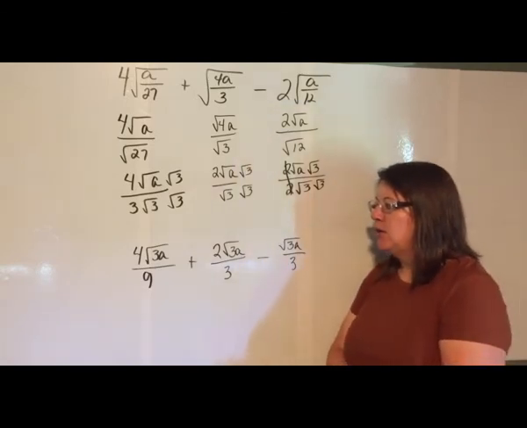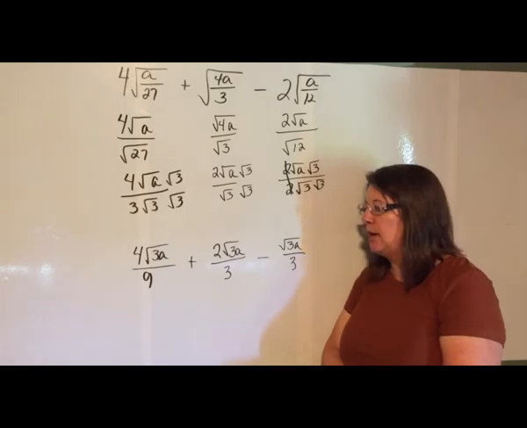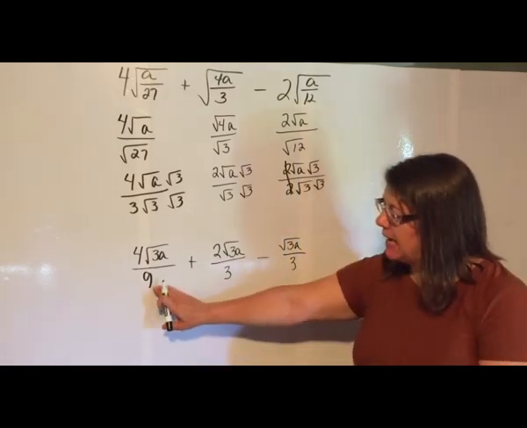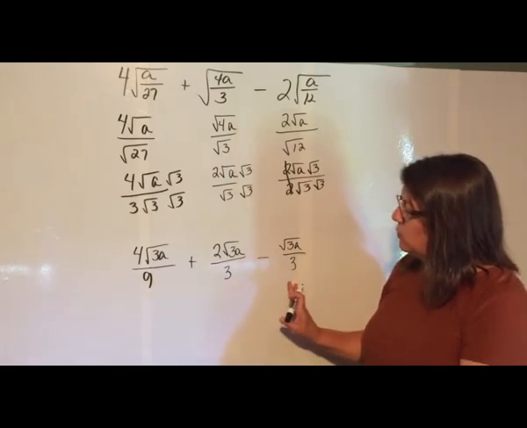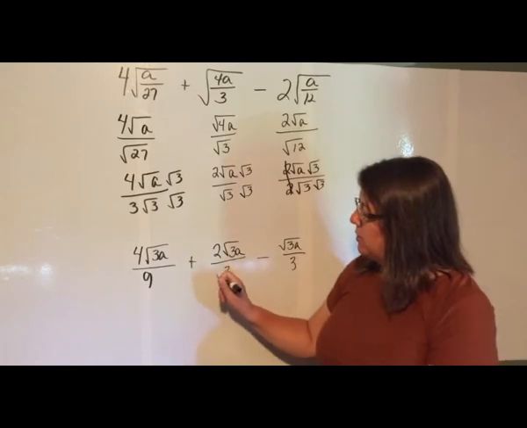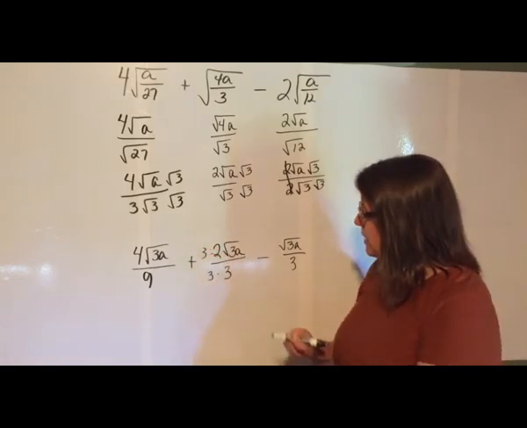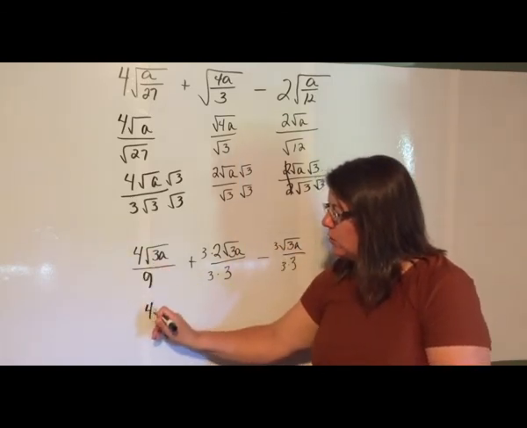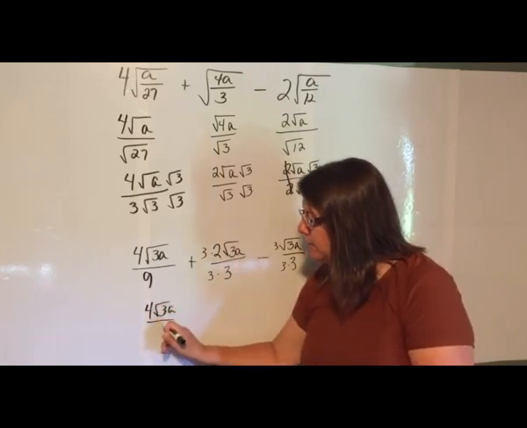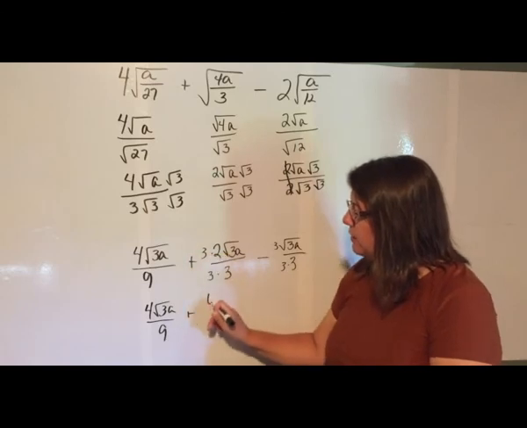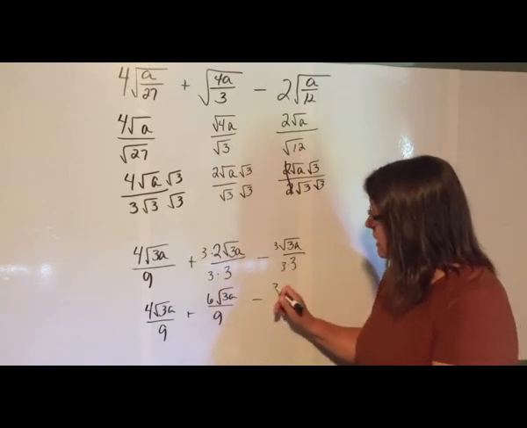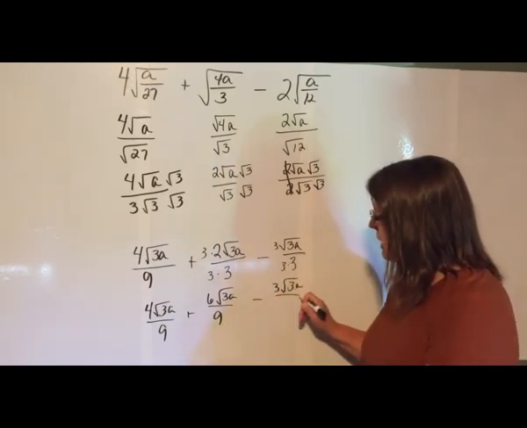Okay, now, hopefully you know from your previous math experience that in order to be able to add fractions together, we have to have a common denominator. So in order to make these denominators the same, this one's a 9, that's a 3, and that's a 3. In order to make all of these 9s, I need to multiply the bottom and the top by 3 here, and the bottom and the top by 3 here. So that leaves me with 4 square root of 3a over 9 plus 6 square root of 3a over 9 minus 3 square root of 3a over 9.